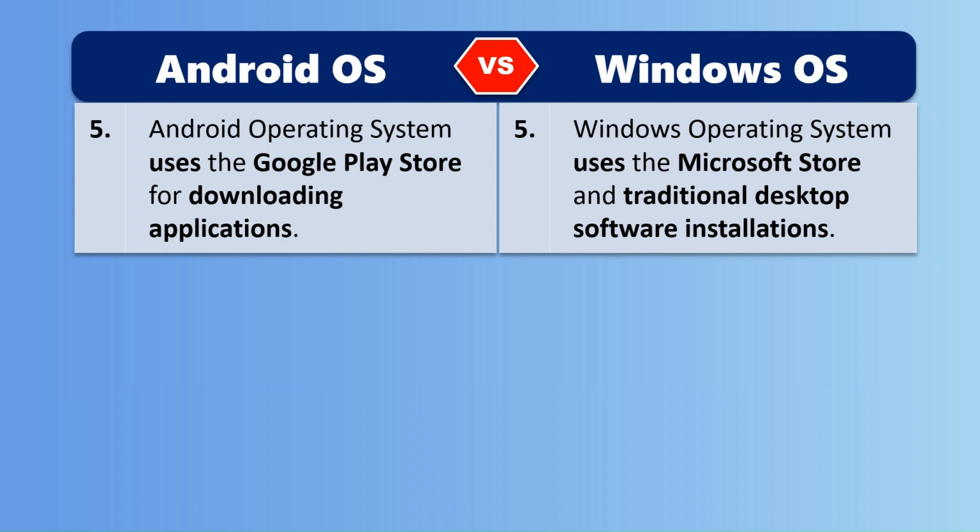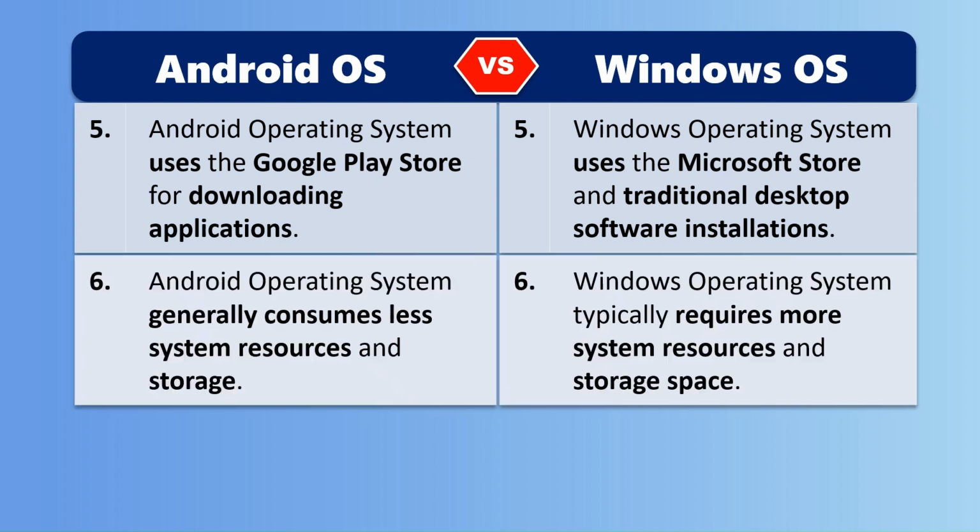Android operating system uses the Google Play Store for downloading applications. Windows operating system uses the Microsoft Store and traditional desktop software installations. Android operating system generally consumes less system resources and storage. Windows operating system typically requires more system resources and storage space.